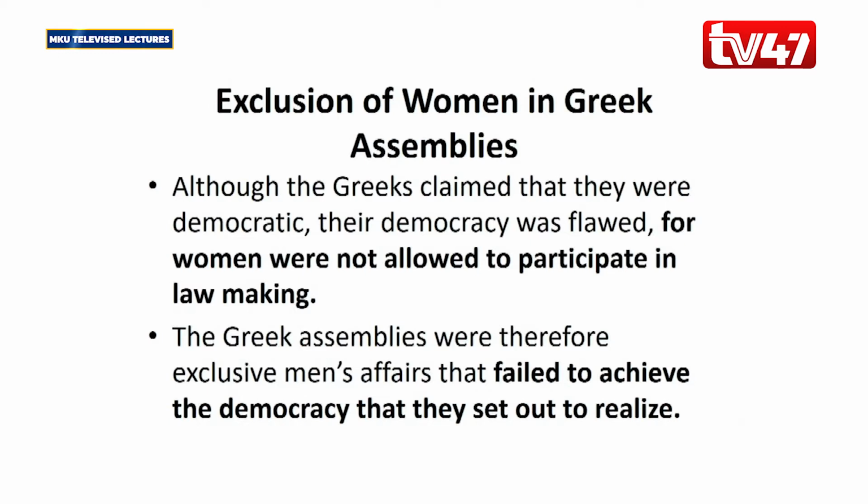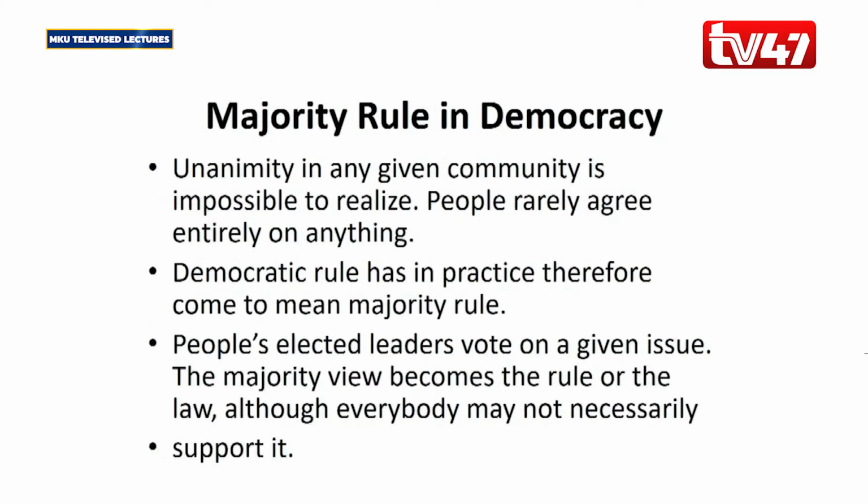So in this regard, we say that the Greeks failed to achieve the democracy that they set out to realize because of lack of inclusivity. Even though they gave rise to our understanding of democracy, and representative democracy at that. So when you talk about democracy, the notion of majority rule becomes very important to articulate here.